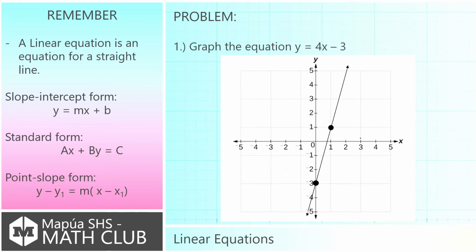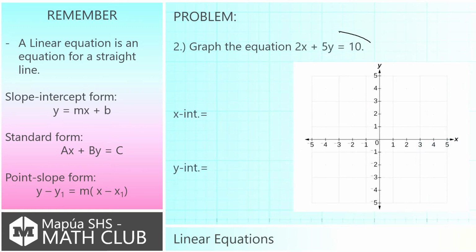Next, we are given the equation 2x plus 5y equals 10. We can already tell that it is in standard form. The first thing we'd like to do is to find the x and y intercepts. To find the x-intercept, we substitute the value of y with 0. The same thing when finding the y-intercept, but we'll replace x with 0.